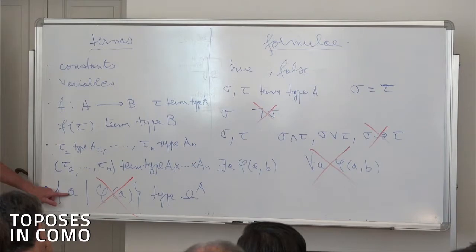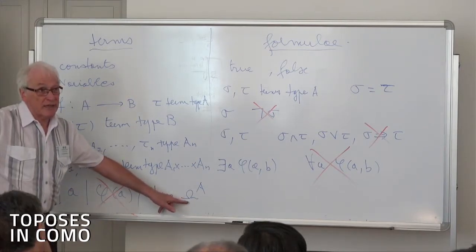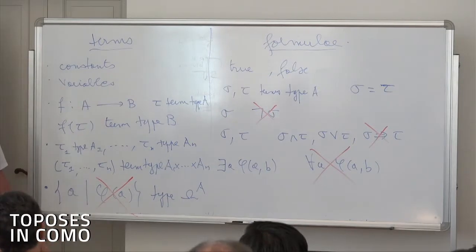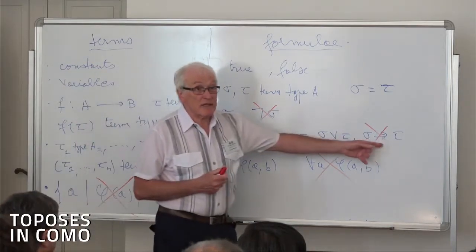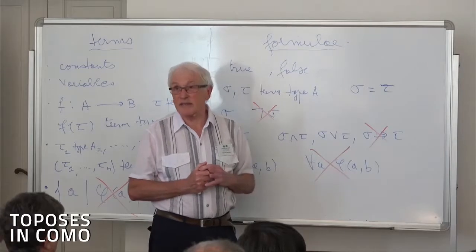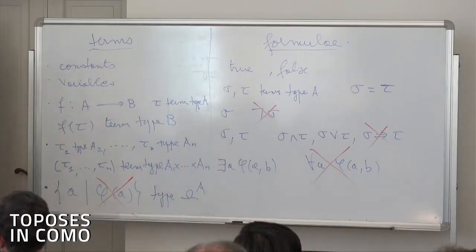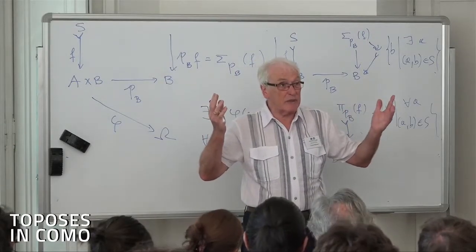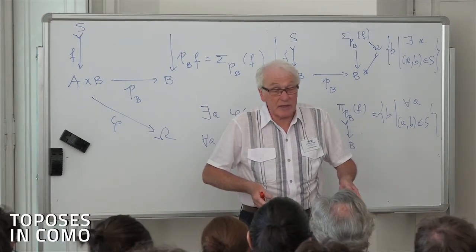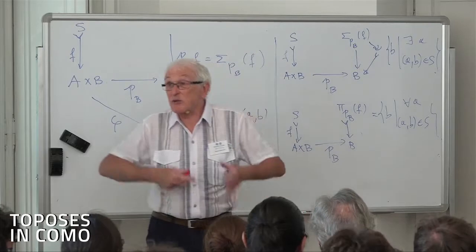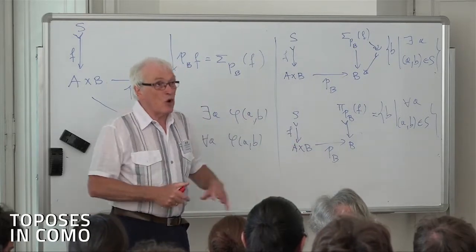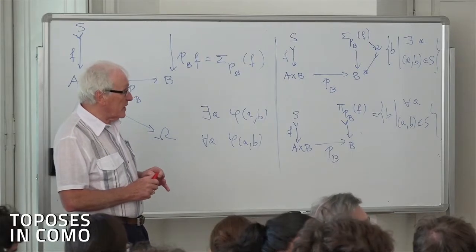But this uses the exponentiation. It is not preserved by the inverse image. It is the set of A such that phi of V. The implication is related as well to the exponentiation. It is not preserved. For all, well, that's the functor pi f, which is incredibly complicated. I did not explain how to construct it, but it's incredibly complicated. Using the exponentiation all the time, no hope to be preserved by the inverse image of a geometric morphism.